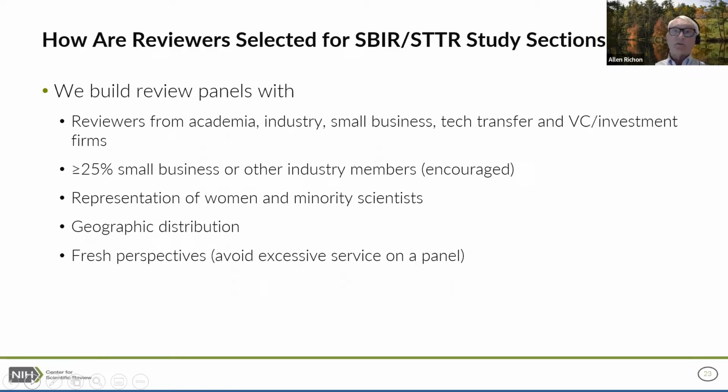So, someone that has been working on a panel for 15 years is probably going to be a little bit, shall we say, stayed in their view. So we want to avoid excess service on a given panel. That generally means that reviewers are invited to serve for roughly 12 study sections. Now that can be spread over 3 years, 4 years, 6 years, whatever. But at the end of that time, we try and rotate people off. So that's kind of a quick background of what we're looking at in terms of the types of people.